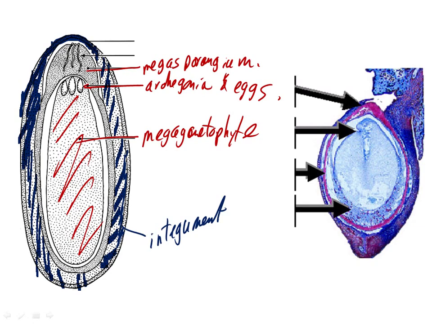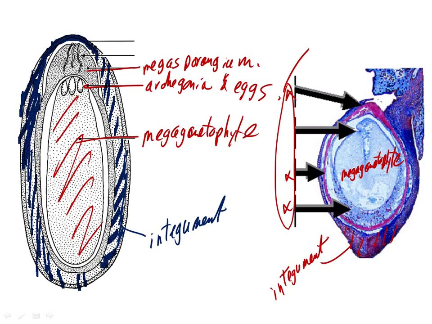As we said already, over on this side, in the center we have the megagametophyte. On the outside, this layer is the integument. In between those two, and it's hard to tell exactly what they're pointing to, but as I said before, I think that this one and this one are all megasporangium.